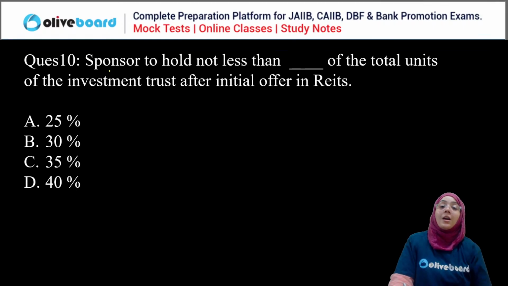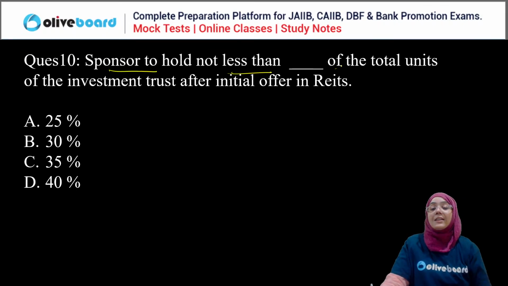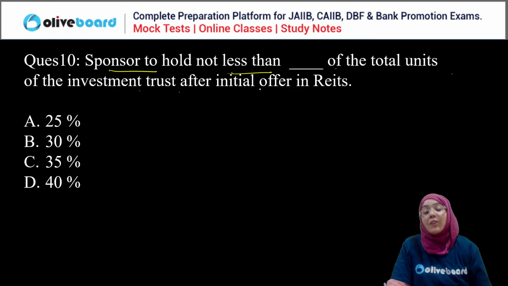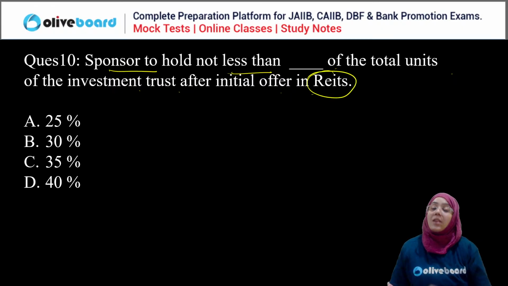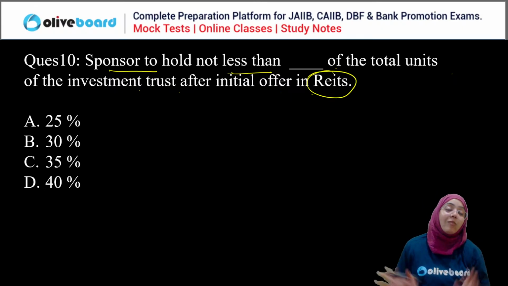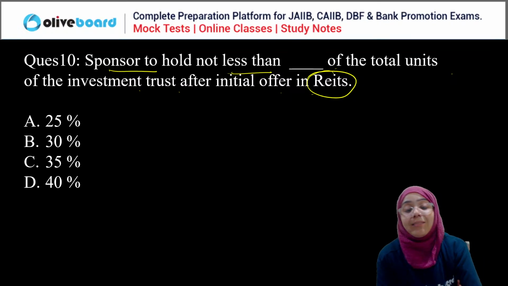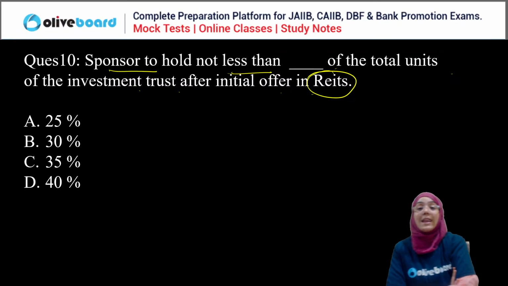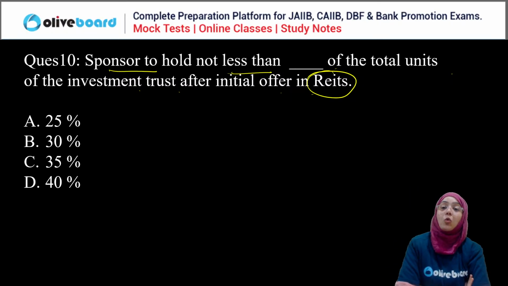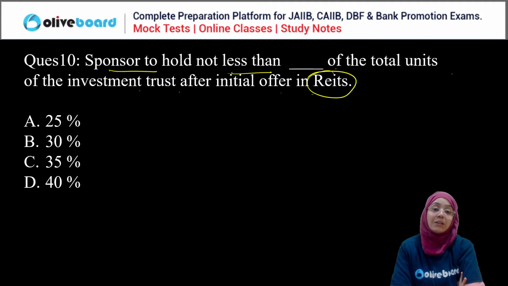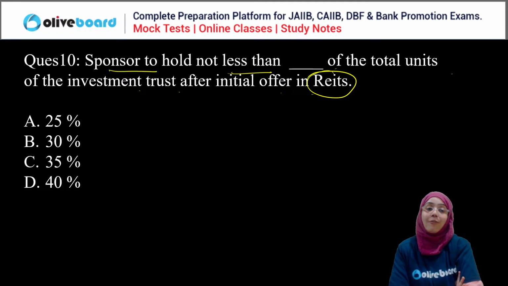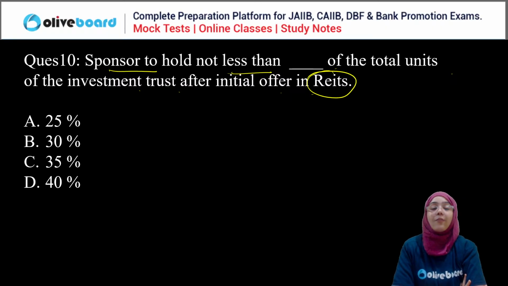Good. Next question. Sponsor should not hold less than dash percent of the total units of the investment trust after the initial offer is done in the REITs. Okay, so these are all one-liner questions, everyone. The options are 25, 30, 35 or 40%.